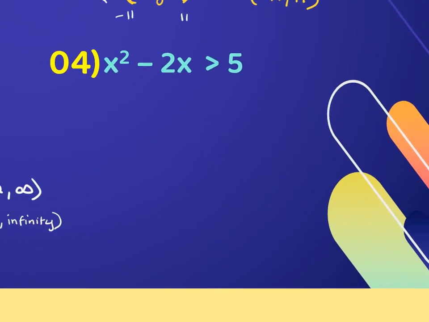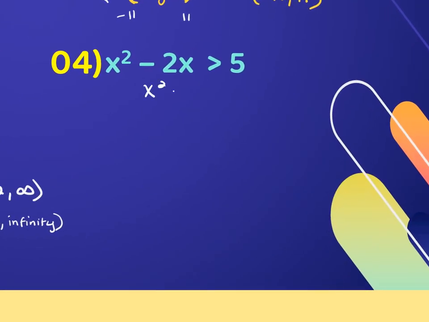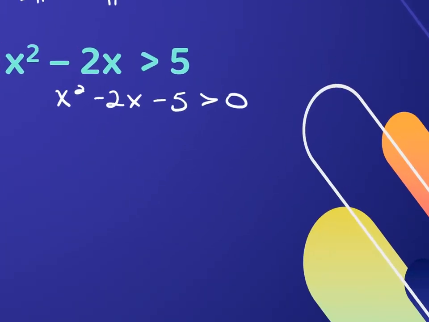Okay, last one. I got to move the 5 over. So x squared minus 2x minus 5 is greater than 0. There are no factors of negative 5 that sum to negative 2, so we do the quadratic formula. A is 1, B is negative 2.